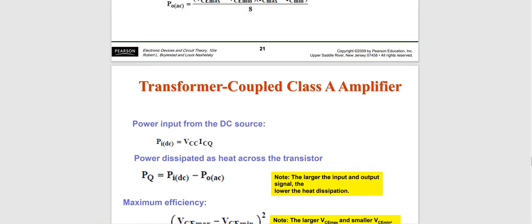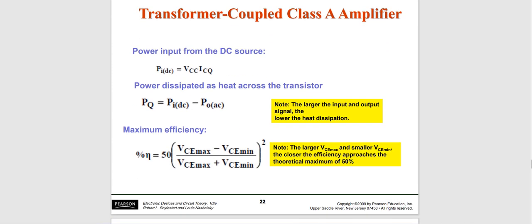Then the input power is the DC. We get that PI(DC) is VCC times ICQ, and the power dissipated as heat by the transistor, PQ, is PI(DC) minus PO(AC). And then we can get the maximum efficiency, the percent efficiency, is this one.